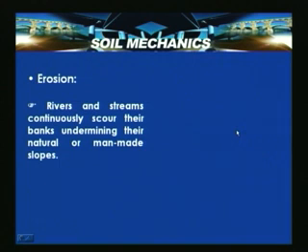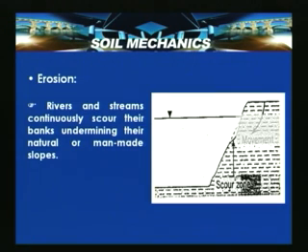Another type of erosion which can cause a slope failure is river and stream erosion. So, rivers and streams continuously scour their banks, undermining their natural or man-made slopes. So, if there is an embankment constructed along a river, and if the stone pitching is not proper, then it can erode that embankment and endanger the stability of a particular slope.